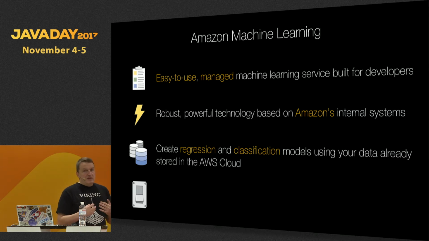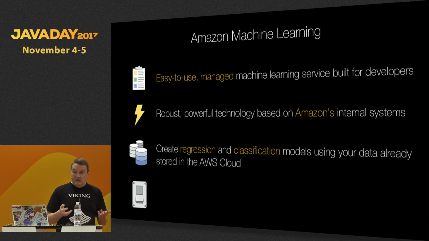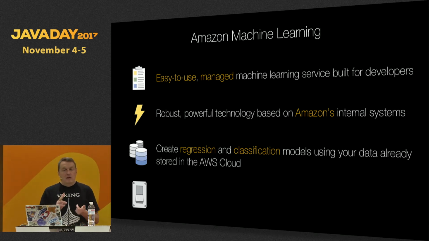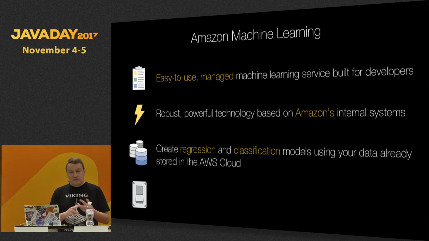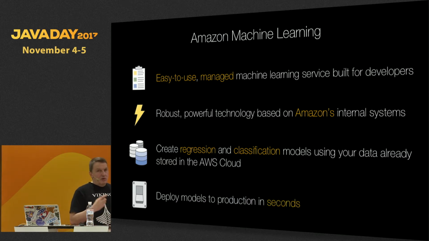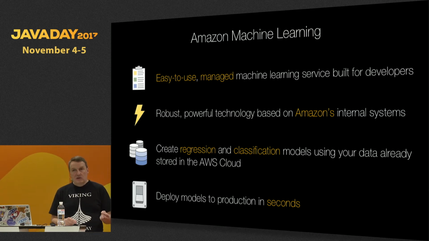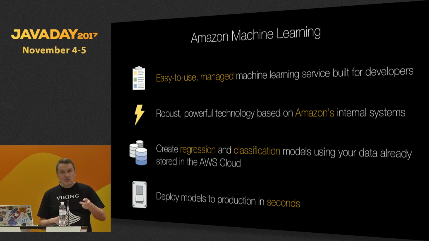You can grab data that is already living, of course, in AWS. So you can upload data that lives in S3, RDS, or Redshift. Okay? And the really cool thing is, once you've trained the model, you can deploy it to an API in just a few seconds. It's basically clicking a button in the console or calling an API to deploy the model.